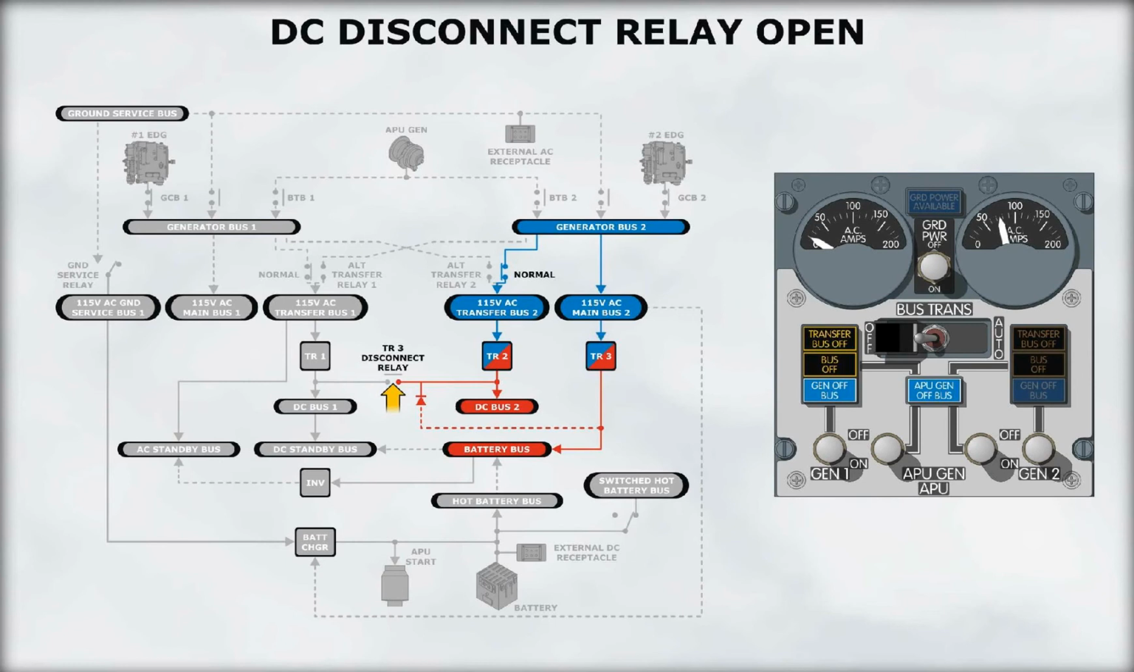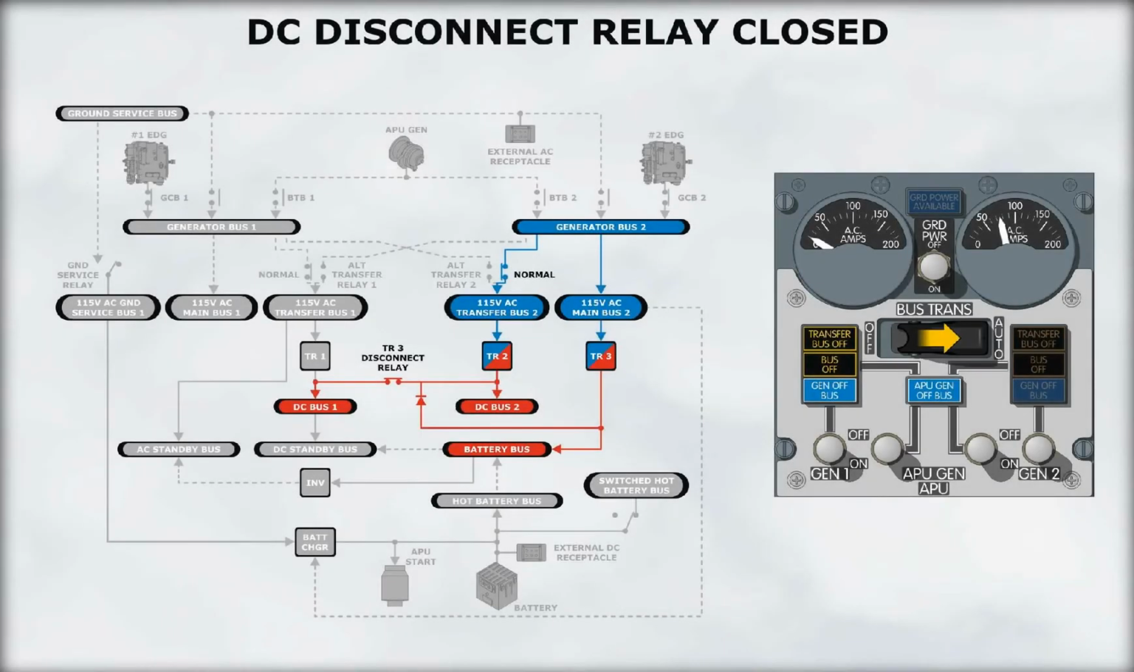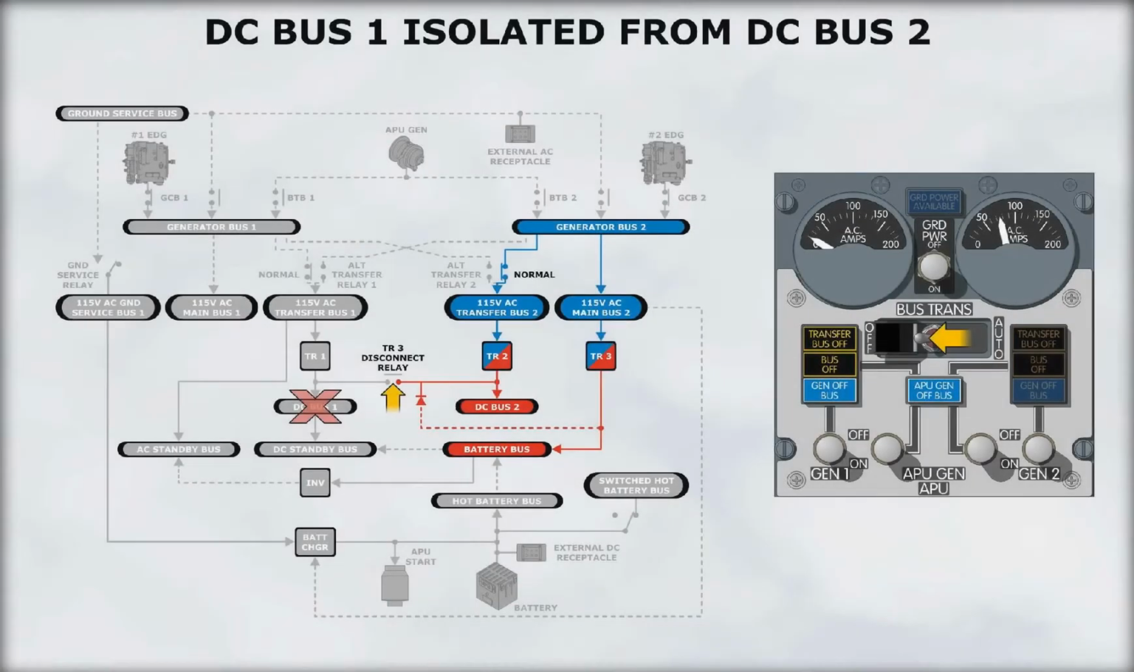The off position of the bus transfer switch will open the DC disconnect relay. This affects the backup capabilities of the TRs. Recall that TR1 and TR2 are able to provide alternate sources of power for each other, and that TR3 can back up TR1 or TR2. The auto position of the bus transfer switch closes the DC disconnect relay and allows the TR to provide this backup capability. With the switch in the off position, the TR3 disconnect relay is open, thereby isolating DC bus 1 from DC bus 2.